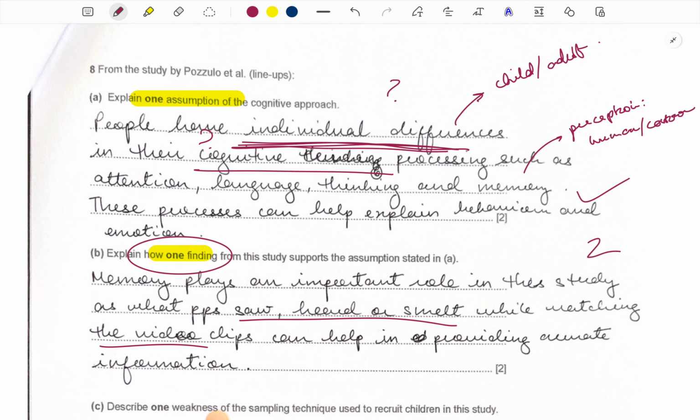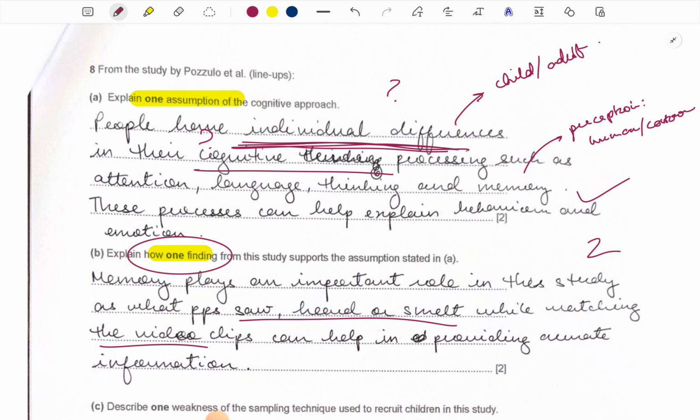So here, firstly, she needs to think what she would talk about in her head. She would talk about how children and adults differ in their perception of adult and human faces, or how children and adults differ in terms of their thinking or information processing of human and cartoon faces. That's what she wants to say. Now, which is the finding that is supporting this statement that she's making about individual differences?